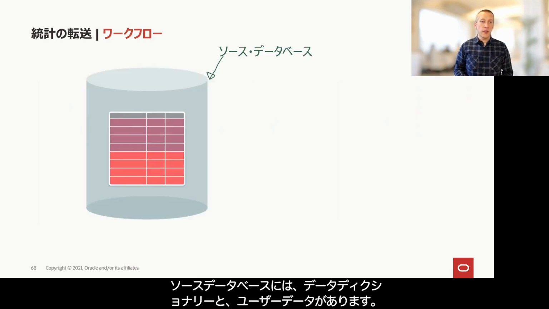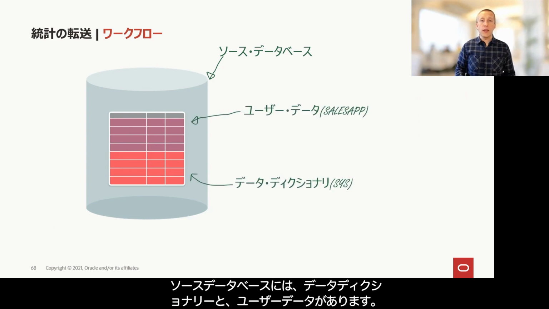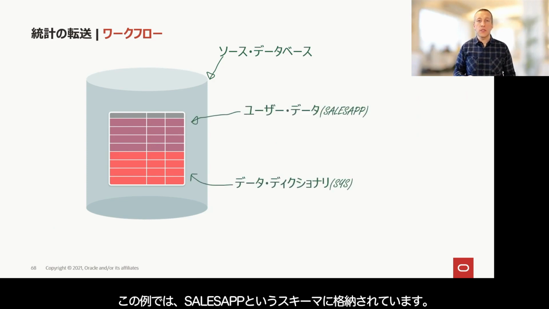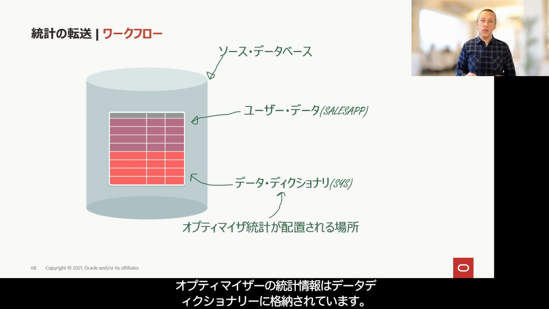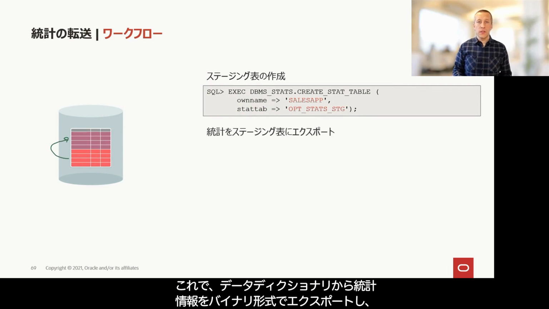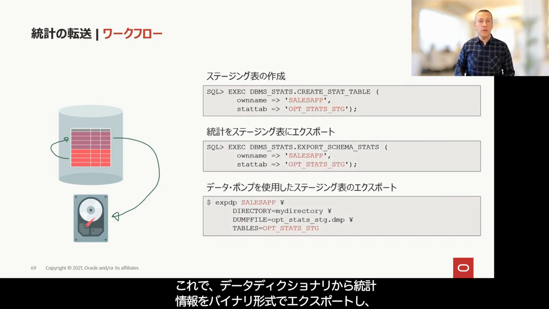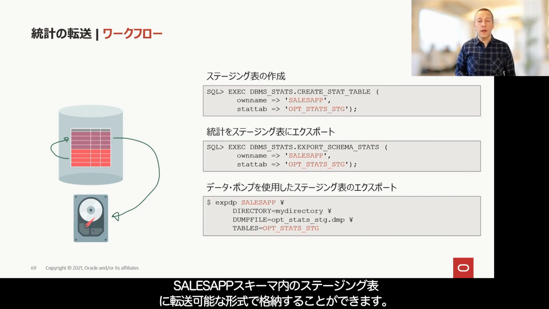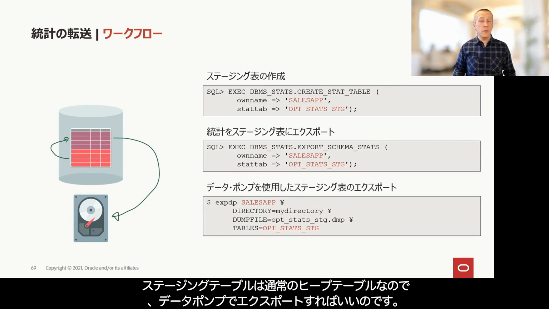In your source database, we have the data dictionary, and then we have our user data. In this example, it's stored in a schema called SALES_APP. The optimizer statistics are stored in the data dictionary. Next, to transport the statistics, first we create a staging table in our SALES_APP schema. Now we can export statistics from the data dictionary in a binary format into a transportable format in the staging table in our SALES_APP schema. The staging table is a regular heap table, so we can just export it with Data Pump.